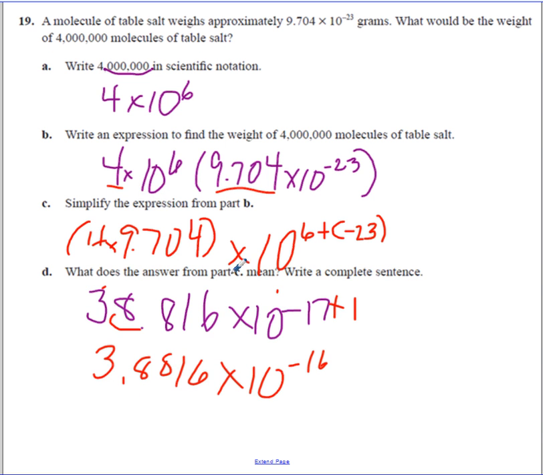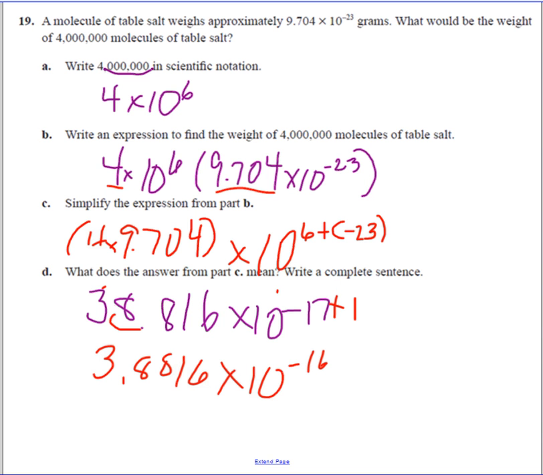And so what does this answer? Write it in a complete sentence. I'll just say it: the weight of 4 million molecules of table salt weighs 3.8816 times 10 to the negative 16 grams.